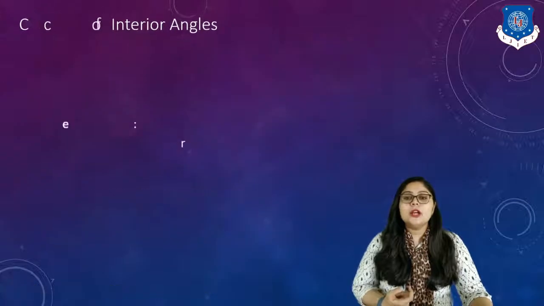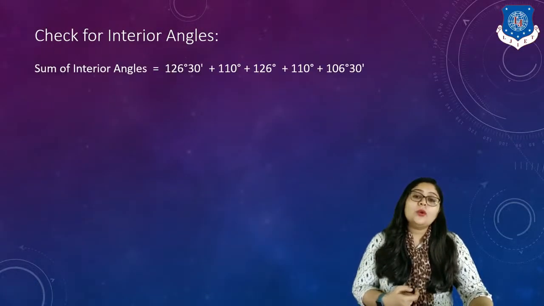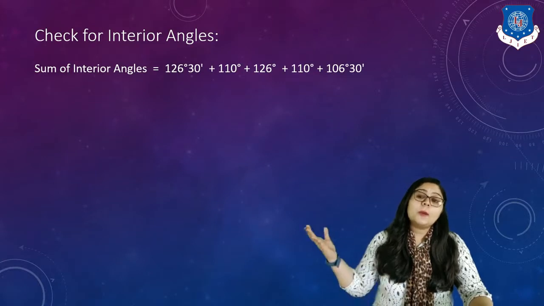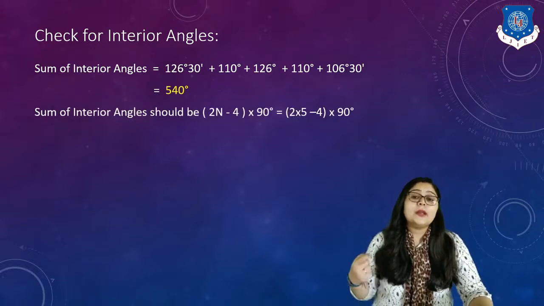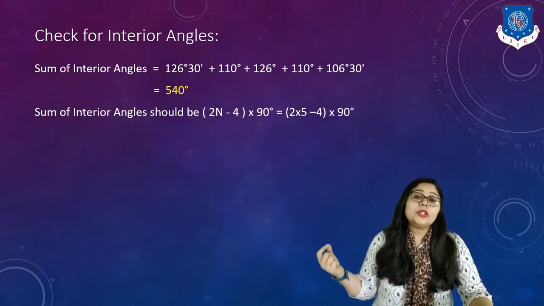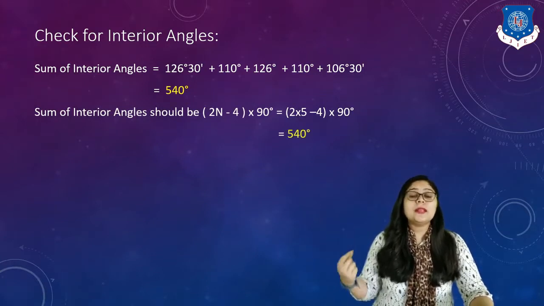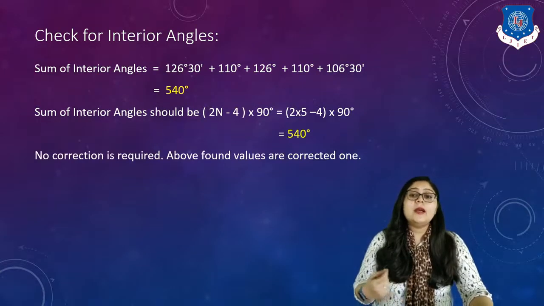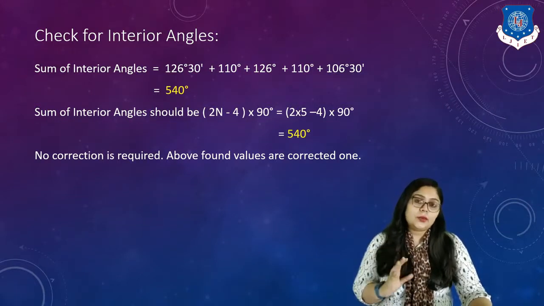After doing this, you simply go for the check, right? While you go for the check, you do the sum of the interior angles, which is 540 degree over here, as the 5 lines are there, and you have an equation for the check, which is 2n minus 4 into 90, which gives the same value 540. It means there is no correction required. The above found values are the corrected ones.